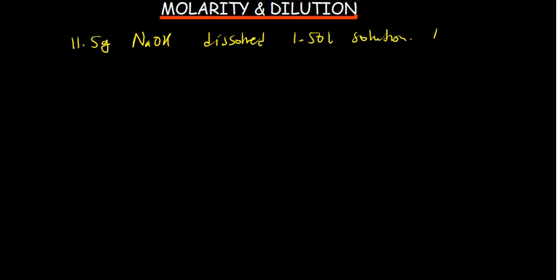Let's say we've been given 11.5 grams of sodium hydroxide, and they have told us that it is dissolved, let's say, in 1.50 liters of solution. So the question is, what is the molarity? What are we able to do if we want to find the molarity? Well, we know that molarity, capital M, is given by number of moles over volume.